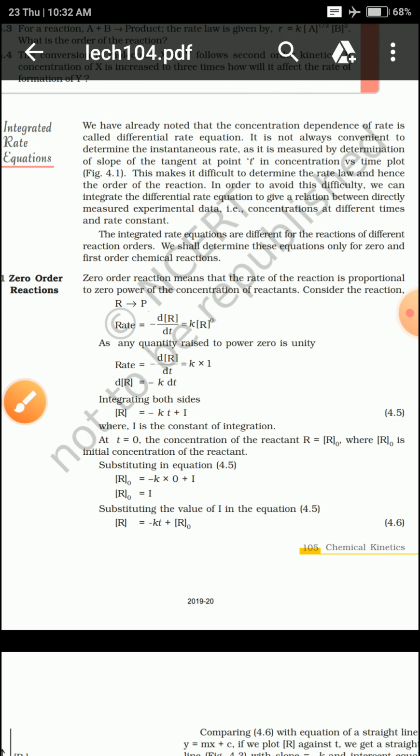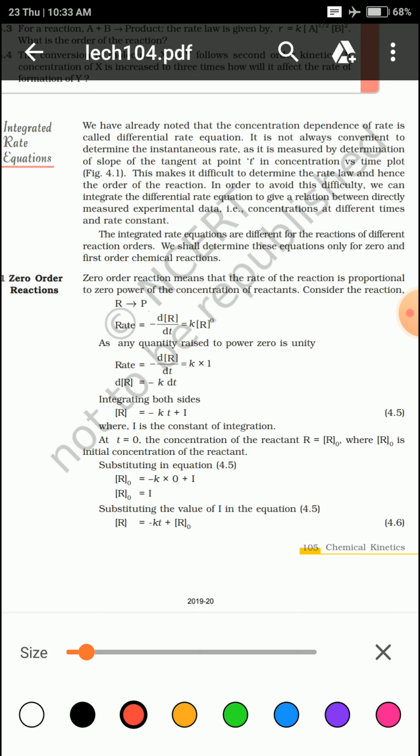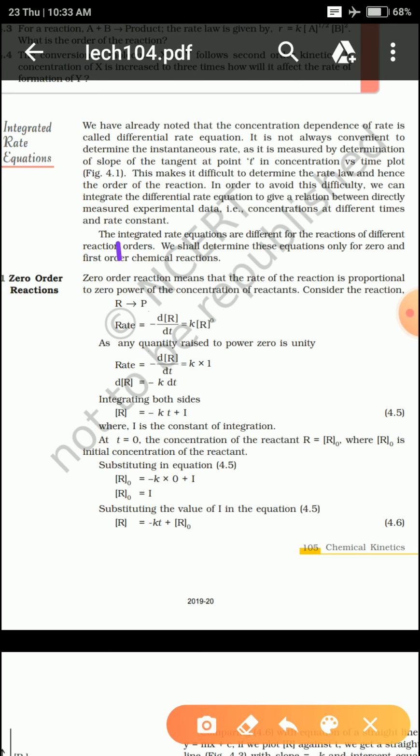So how will you find the rate constant of a zero order reaction? In today's class, we will discuss how to do this. Imagine you have a simple reaction with a reactant R that gives a product P.